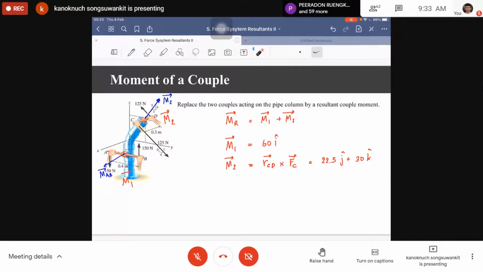Okay, so these two moments, M1 and M2, you can see that they use different rotation points, but the couple moment is a free vector, right? So we can move them. Okay, let's move M1 and M2 to the origin point.